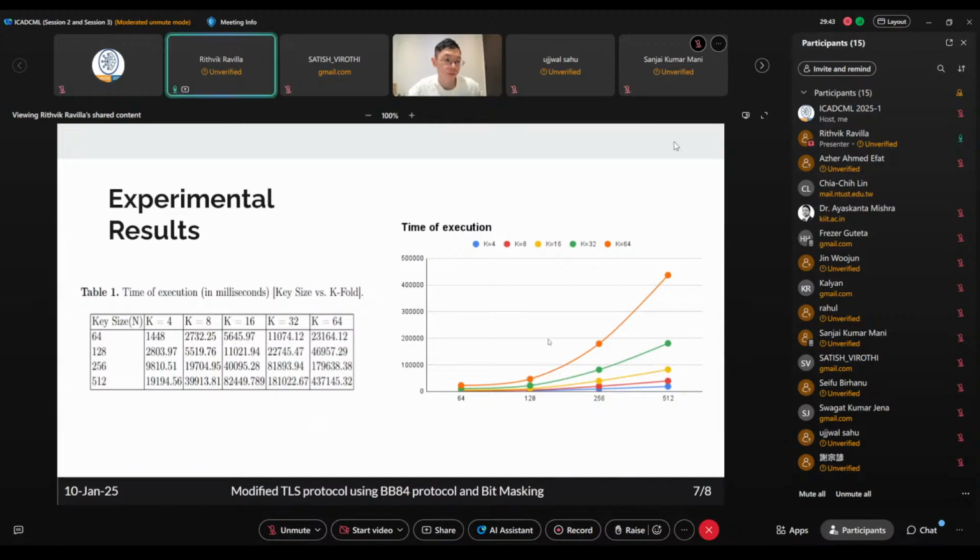Great. So now coming on to experimental results. We used the time of execution as our benchmark standard for checking the computational complexity of the given algorithm. From experimental results, we find that as k size increases and for larger key sizes, the time taken to generate the keys increases exponentially.